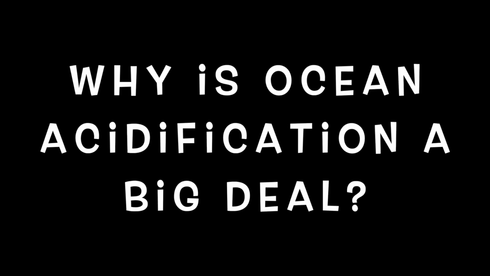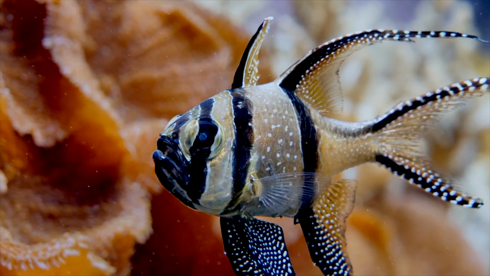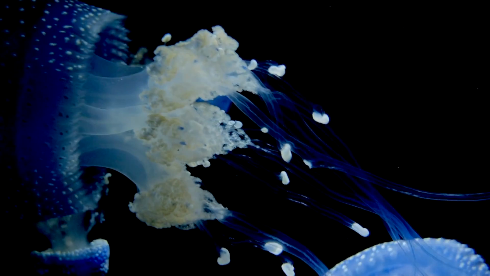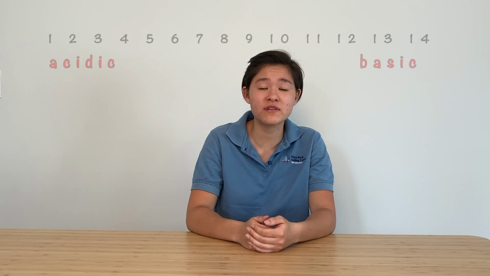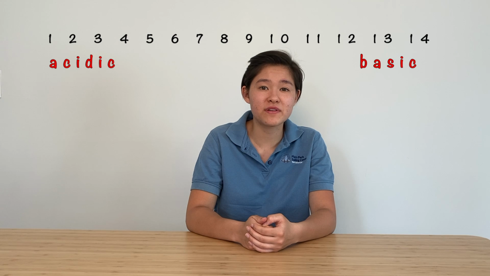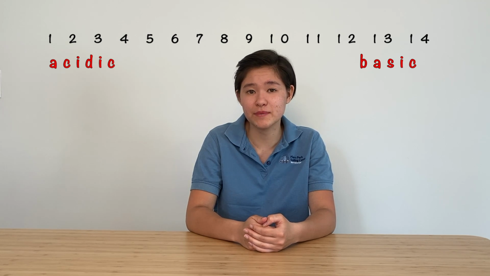But why is this so important? Well, there are a lot of animals that live in the ocean, and some that we haven't even discovered yet. Even slight changes in acidity can hurt the animals that live there and alter their habitat so that they have no place to go. We can measure these changes in acidity with something called pH. More specifically, pH is the concentration of hydrogen ions in a solution. It's measured on a scale of 1 through 14. The lower the number, the more acidic something is, and the higher the number, the more basic something is. And that's what today's experiment is all about.